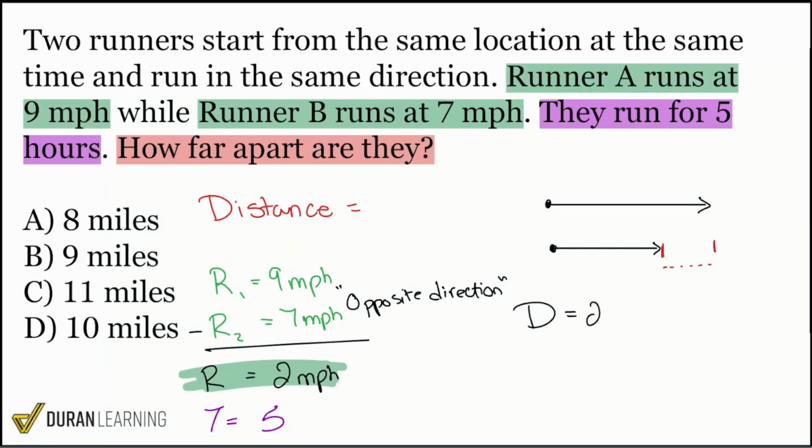Distance equals 2 miles an hour times 5 hours. Everybody, 2 times 5 gives us what? Yeah, and that's going to give us 10. 10 miles and we are done.